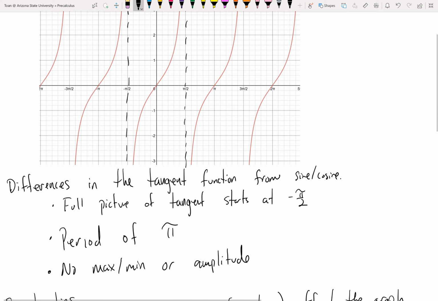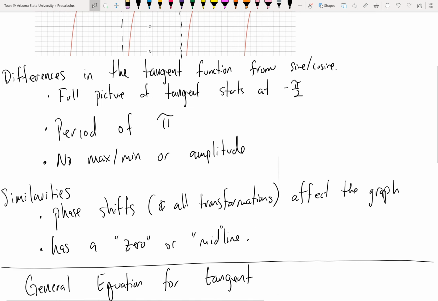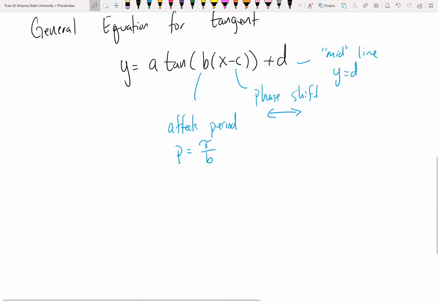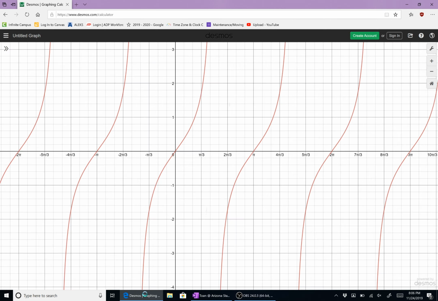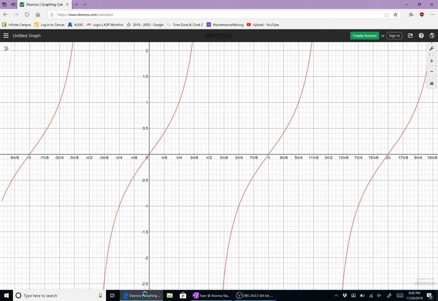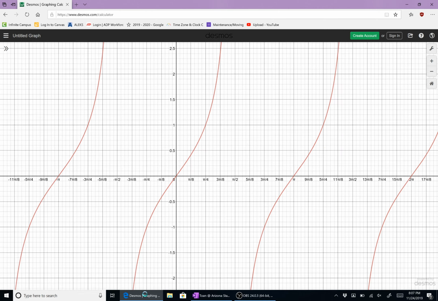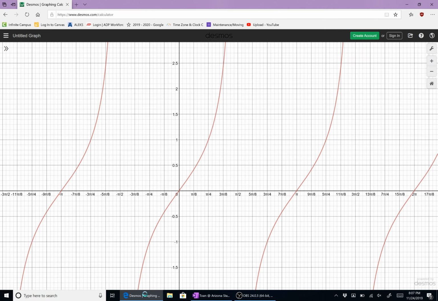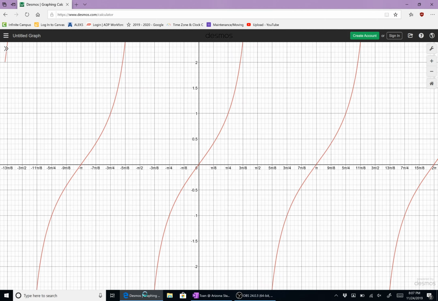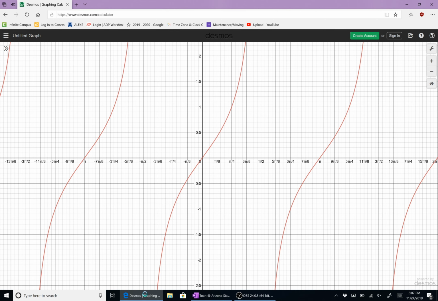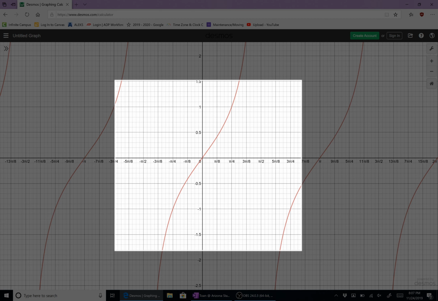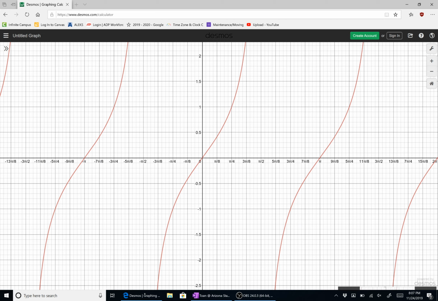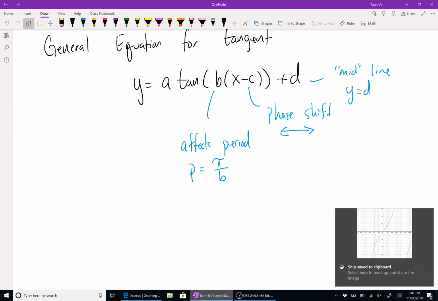Well, if we take a look at the parent function for tangent, let me go ahead and pull up Desmos again. Let's see if I can zoom in to quarters. Okay, here we go. And let me take a snippet here. What the A affects are what I like to call quarter points.